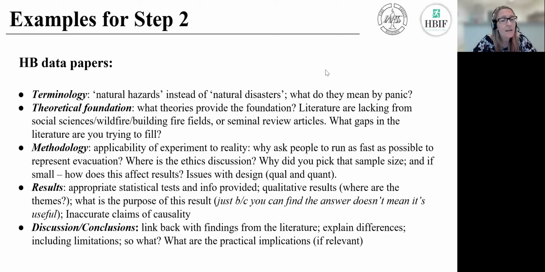And then finally, I look to see if papers make links back to the literature, right? So if they link their findings back with the literature that they discuss in their review, if they explain the differences, right? Why do you find this result when the literature is finding something different? And then I look for limitations. I look for a limitations discussion, something that's pretty obvious, right? Because not every study is perfect. I don't think any study is perfect. And then what are the practical implications of your work, if relevant?